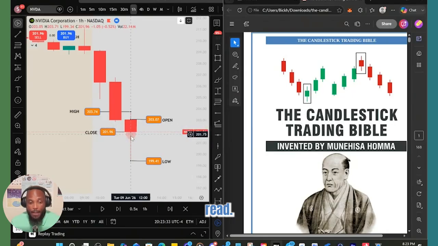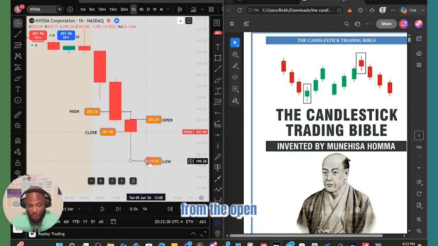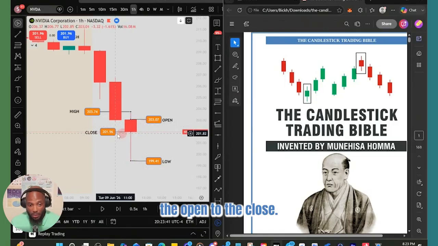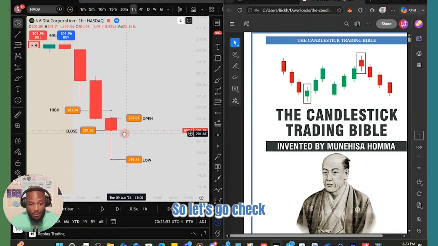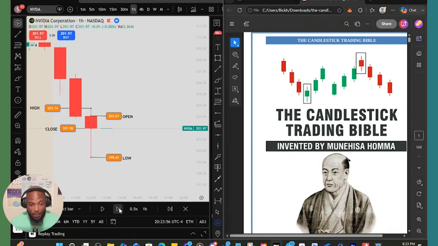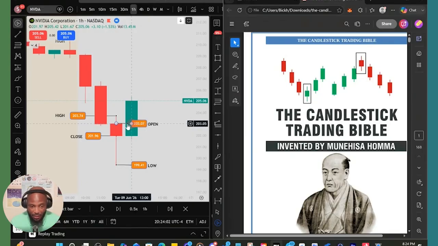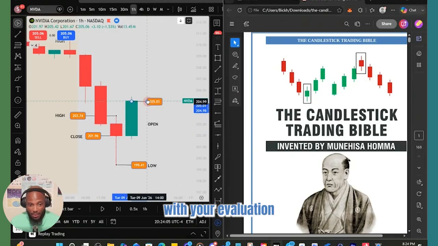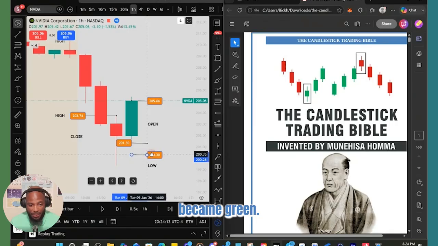Although they closed red, look at the price difference. It was a 5-point price difference from the open to the low, but look what the difference was from the open to the close. 2 points. That means a lot. Means sellers are getting weak, buyers are stepping in. So let's go check the next hour. Voila. And you would have been absolutely right with your evaluation, because buyers sure enough stepped in and the next candle became green.